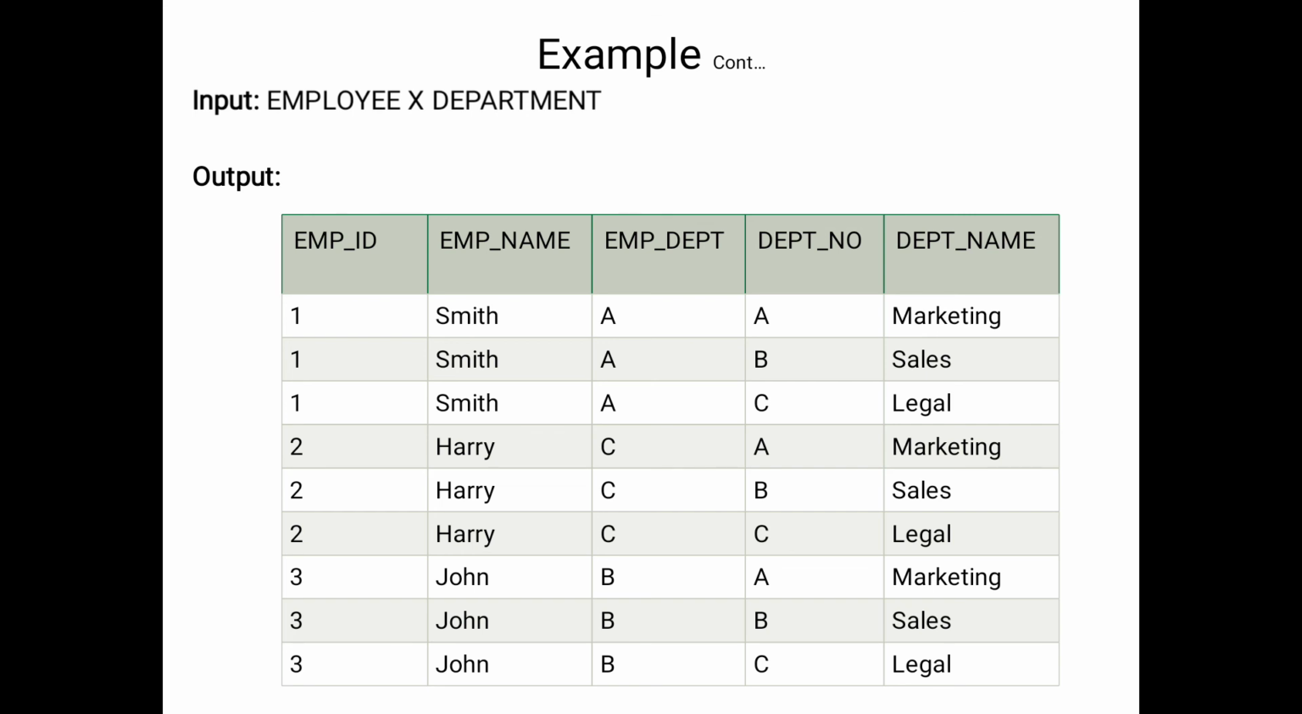In the next session, we will discuss joins and division operations in relational algebra.